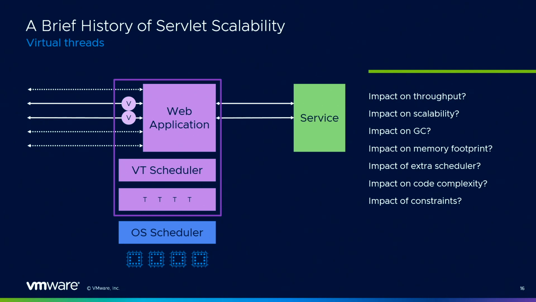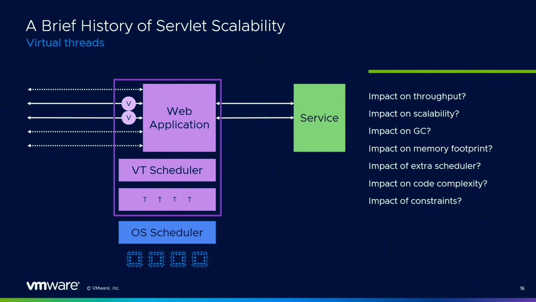So if we look at our little web application example with virtual threads, then things do look a little bit different. Our thread pool is a lot smaller. We've now only got one platform thread per processor core, so we've got 4. We've now got this added scheduler, the virtual thread scheduler, and it's responsible for mapping those virtual threads to our platform threads. And this raises all sorts of interesting questions.